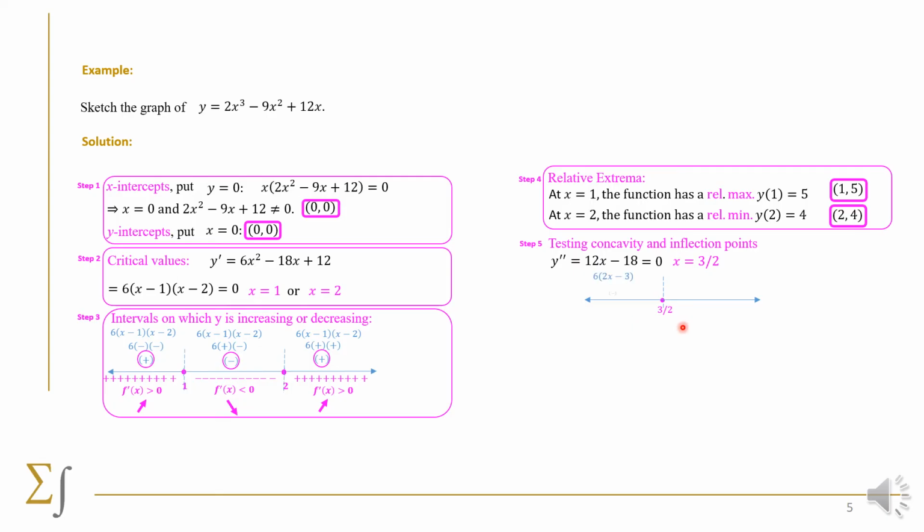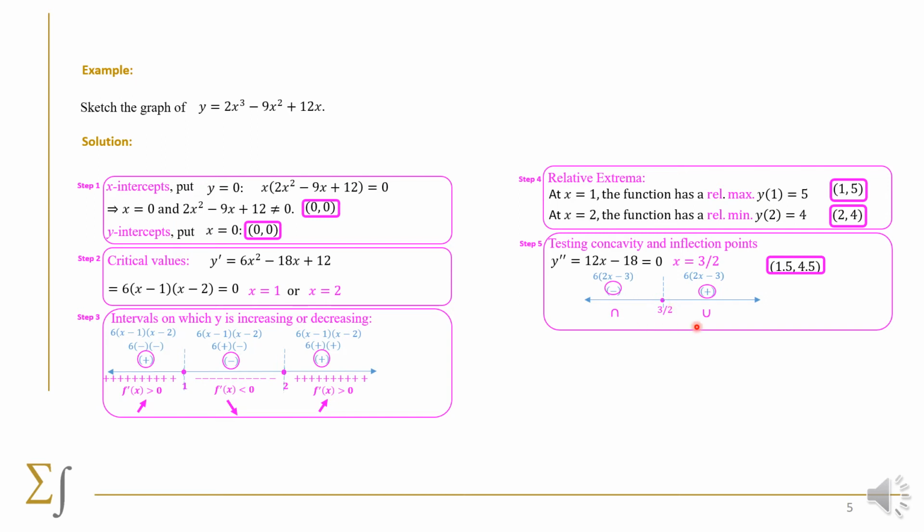On the interval from minus infinity to 1.5, we take any value for x, we put it in the bracket, 12 times 0, for instance, minus 18, we get a minus, telling us that the second derivative is negative on this interval, so the function is concave downwards. While on the right of 3 over 2, we have the second derivative. Its sign is positive, so it tells us that the function is concave up on this interval from 3 over 2 to infinity.